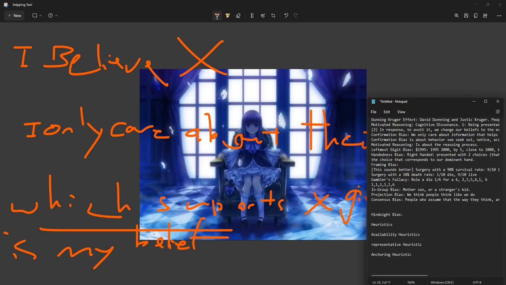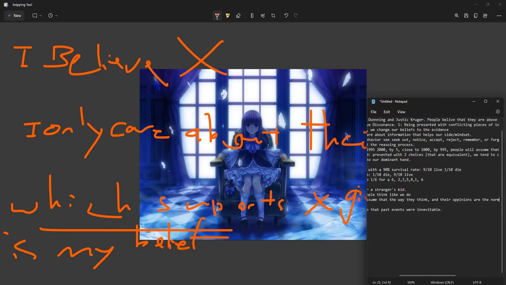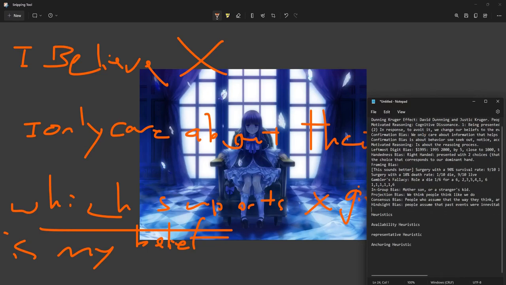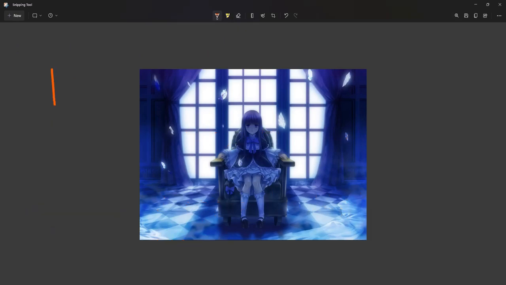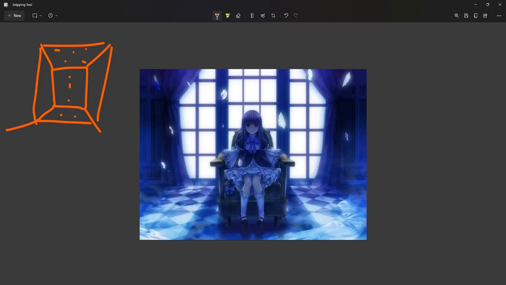And finally, we have hindsight bias. People assume that past events were inevitable. In a sense, let's say that I roll a die and it lands on a 3. However, let's draw it out. I roll a die and it lands on 3. Why? Because I said so. No real reason other than that. So this is 3. This is going to be 2. This will be 5. This is 1, and this is 6.